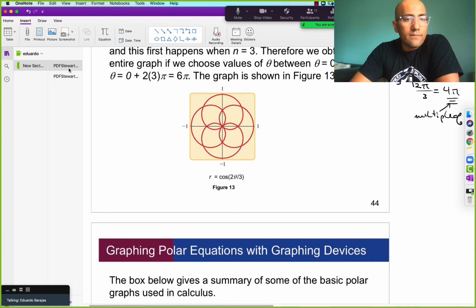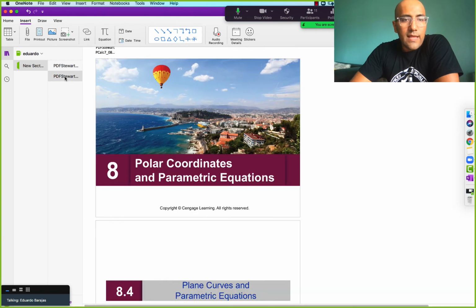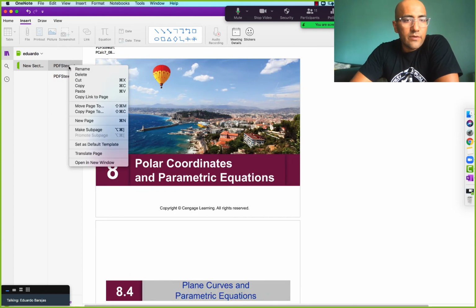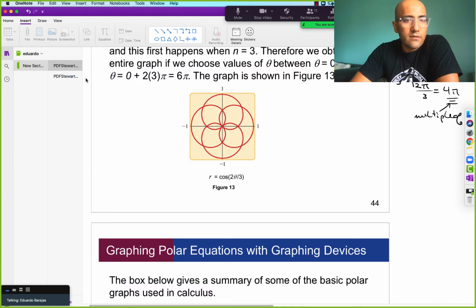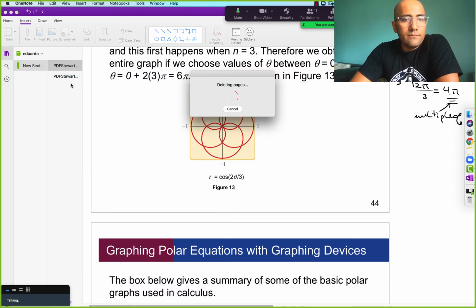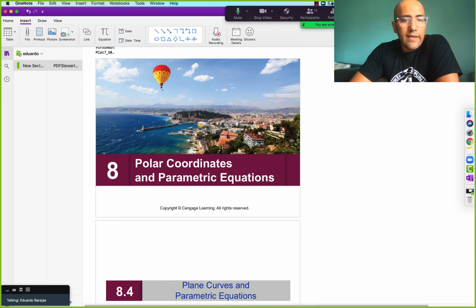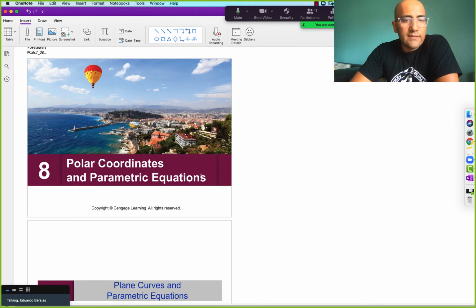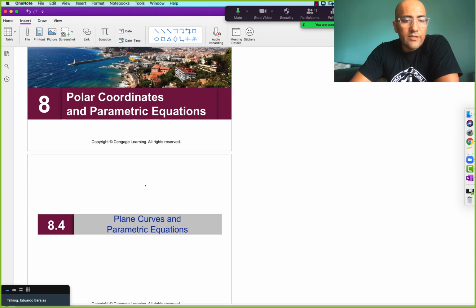Okay, then moving on. The last section in chapter 8, we're going to skip 8.3. Get rid of this thing, delete that. We're skipping 8.3, and we're going to just do 8.4, and that's the last section in chapter 8 that we're going to cover. And it's on parametric equations.